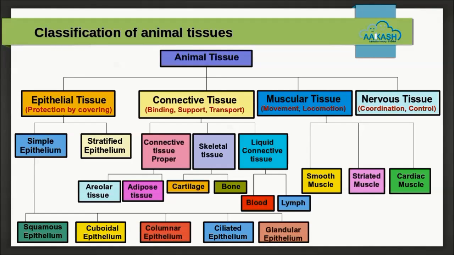Classification of animal tissues. Now we will understand in brief about the classification of animal tissues. The given schematic representation explains various types of animal tissues and their classification.